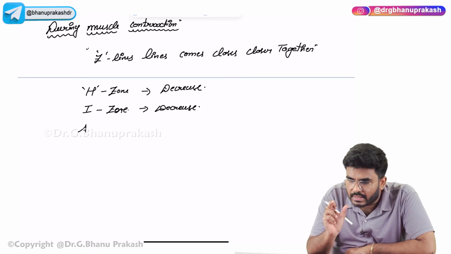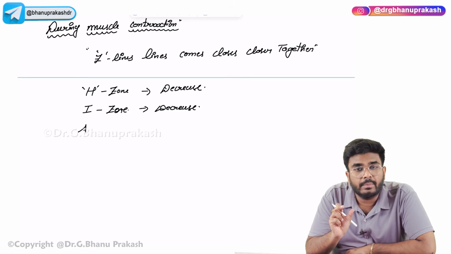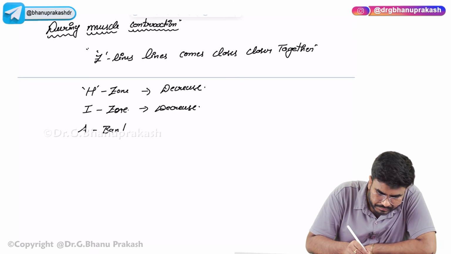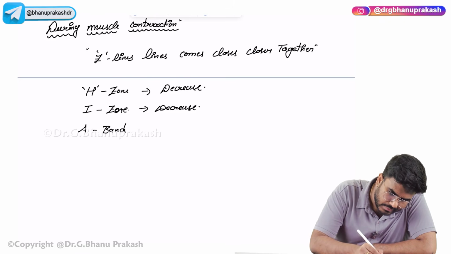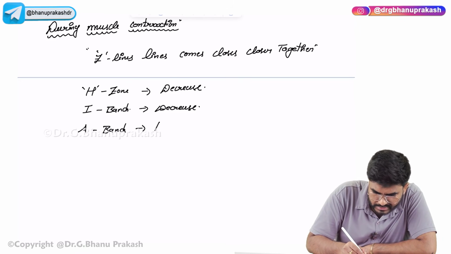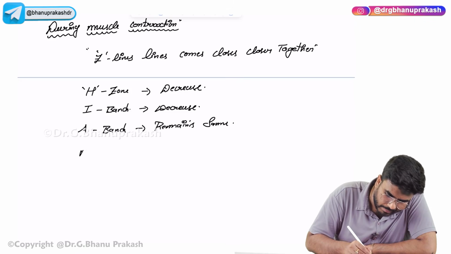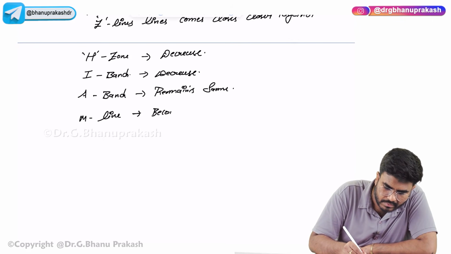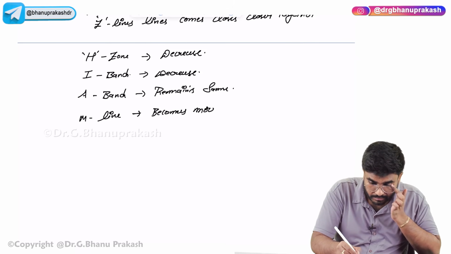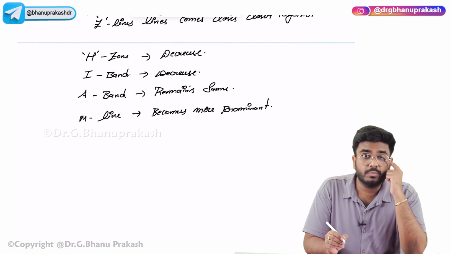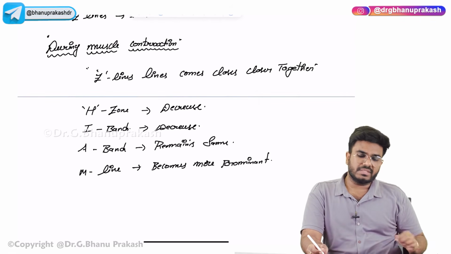Okay, so both this H zone and I band, both their size is going to decrease. And what about the A band? This is I band, right? So A band remains the same. And what about the M line? That line becomes more prominent. Okay, that M line becomes more prominent. So these are the changes that will be seen during muscle contraction.